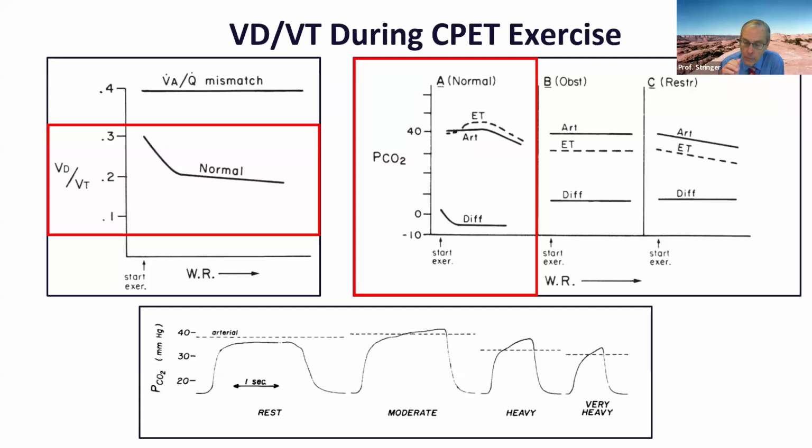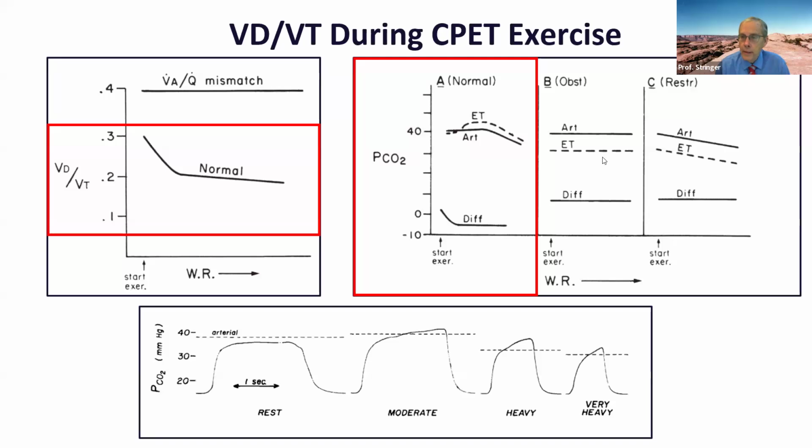Yeah, so all of the commercial CPETs report a VD/VT using the end tidal. And so that's what the problem is. They may use a Jones correction to try to correct the CO2 to make it more like the arterial rather than the end tidal. But just look at this graph. So this is the end tidal. This is the arterial. The arterial is the gold standard. That's where you do the Bohr-Enghoff VD/VT calculation.